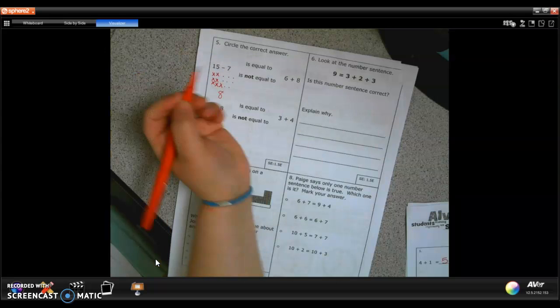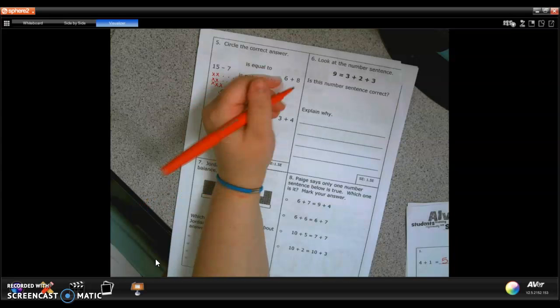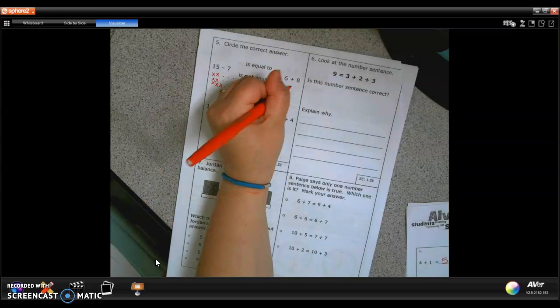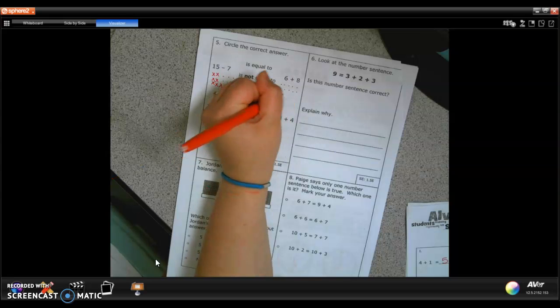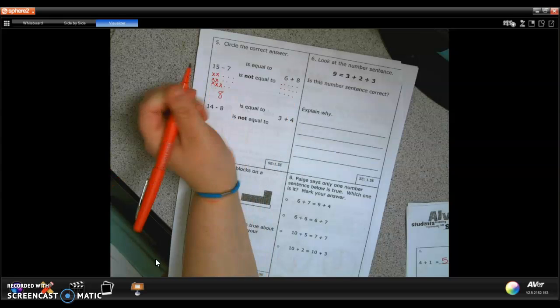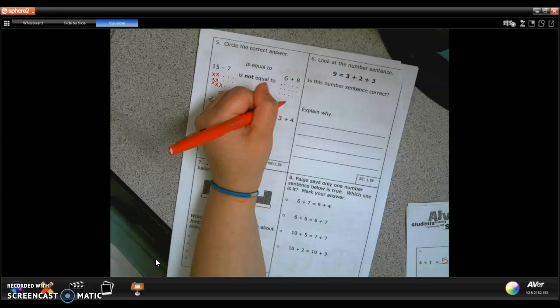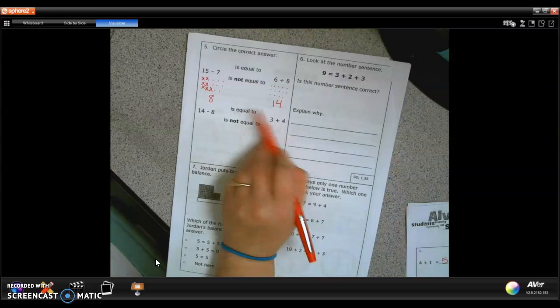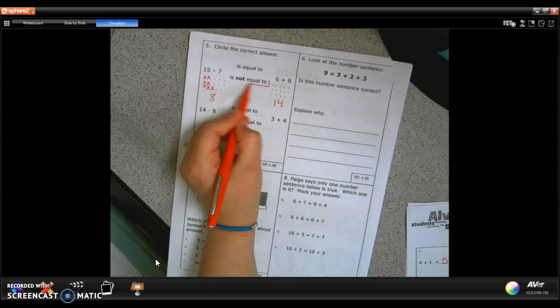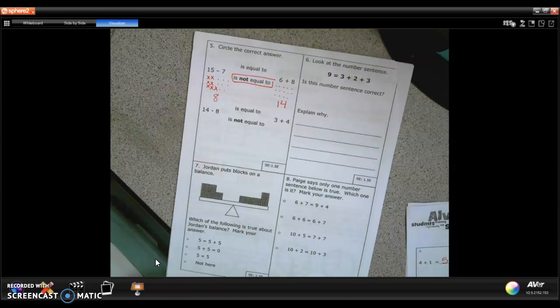And here I have 8 plus 6. So I have 1, 2, 3, 4, 5, 6, 7, 8. And then I'm going to add 6 more. 1, 2, 3, 4, 5, 6. Ooh, I see this is a 10 and 4 more. Are these equal or not equal? I know they are not equal. They are not the same.